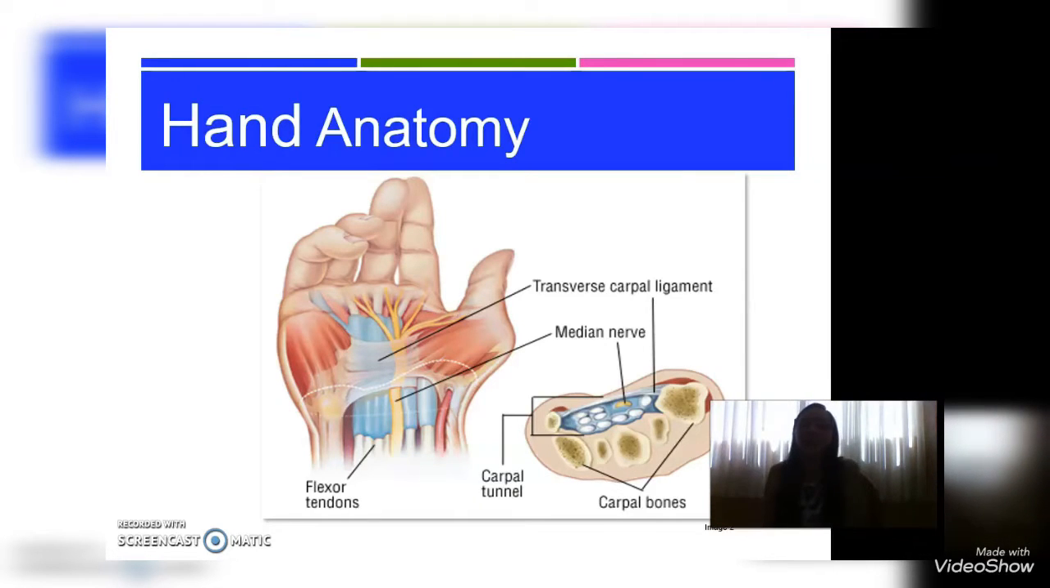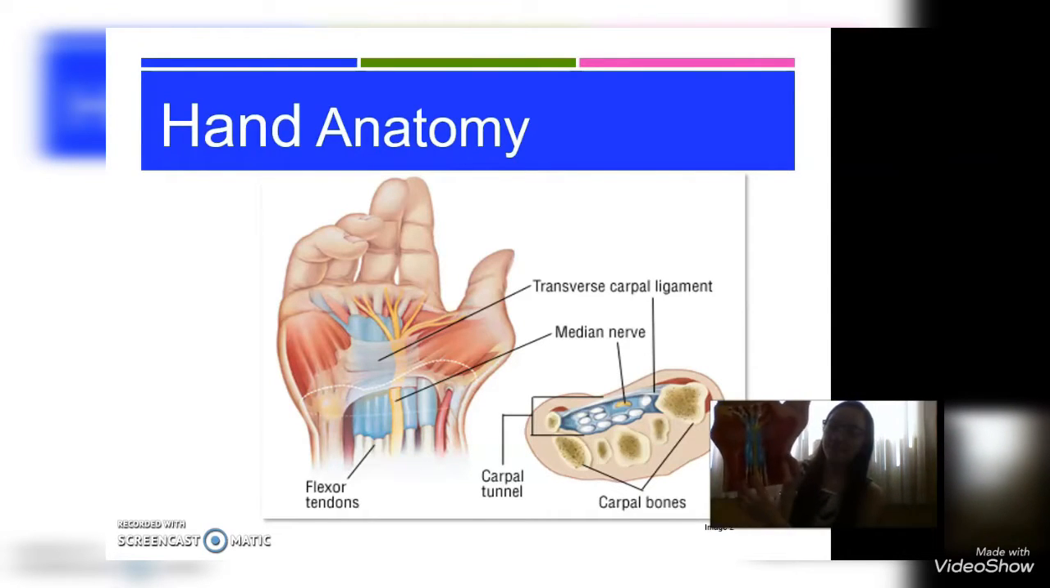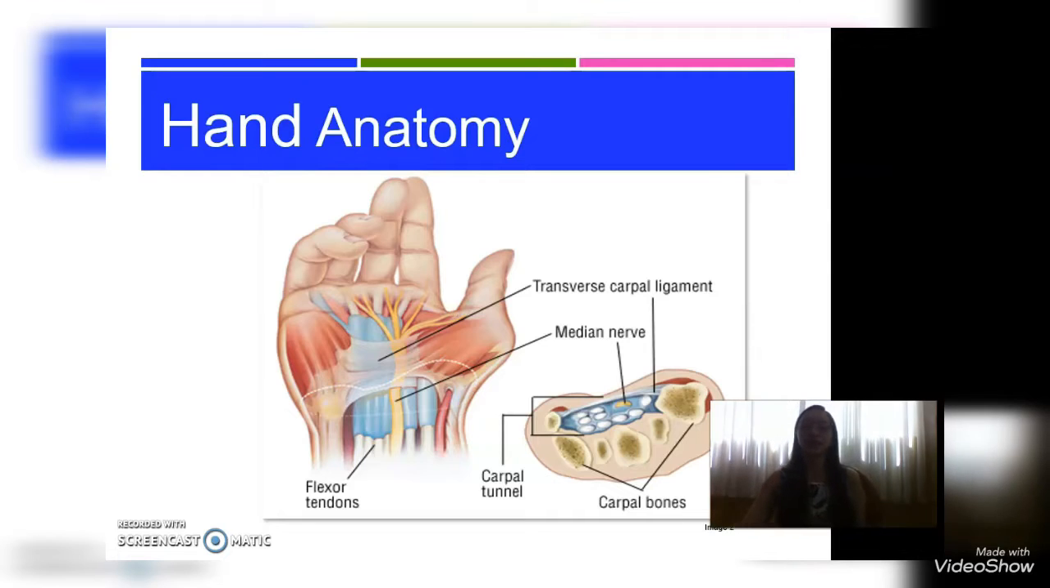Through this tunnel run 10 structures in total: 4 tendons for the common flexor muscle superficial of the fingers of the hands, 4 tendons for the deep common flexor muscle of the fingers, above the others below, and the tendon of the long flexor muscle of the thumb and the median nerve. The last structure is the flexor tendons, which allow the bending of the fingers.